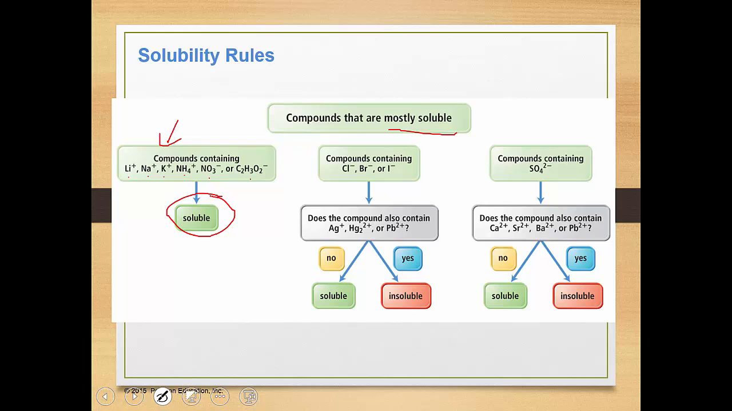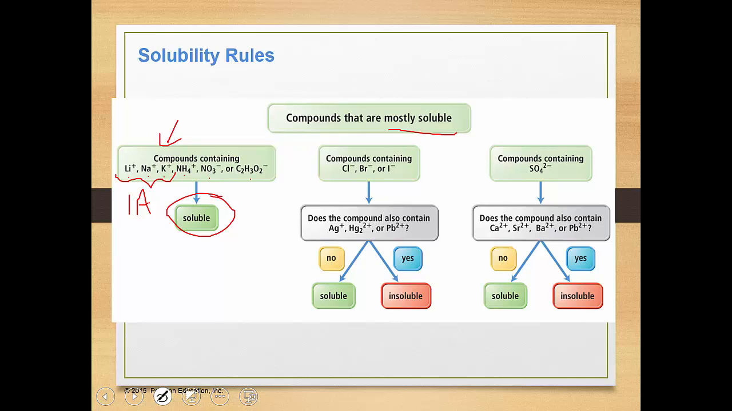Now, it may seem like, oh boy, here's a bunch more stuff to memorize, but it's a little bit easier if you look at the first three. You'll notice that they have something in common. Those are all group 1A compounds. The compounds in group 1A are almost always soluble. There are very, very few exceptions. Anything you're going to see in here, if it is a group 1A compound, it's soluble. If it's got ammonium, nitrate, or acetate, it's soluble.